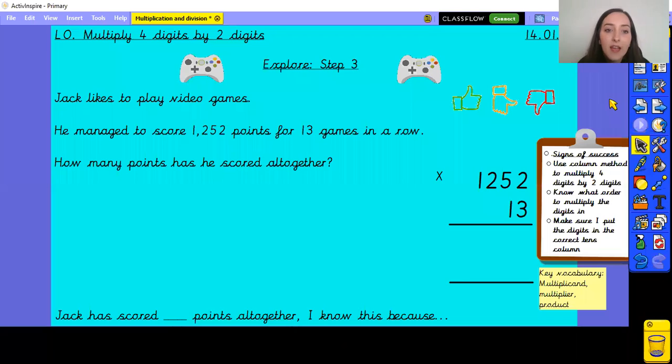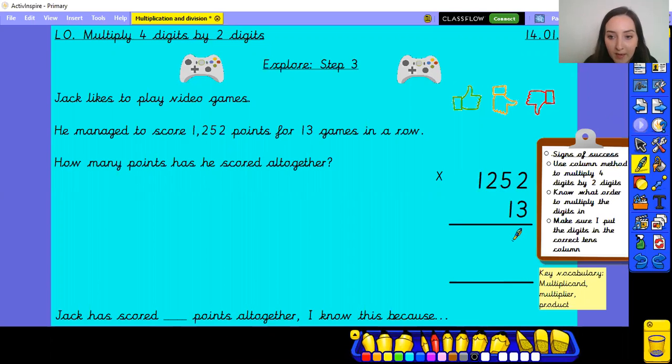Okay, so the multiplication this problem is asking you to do is 1,252 times 13. And remember, the largest number goes on top of the multiplication here. So let's have a look at what our product would be. So 3 times 2 is 6. 3 times 5 is 15. So my 5 goes here and my 1 underneath. 3 times 2 is 6, add the 1 becomes 7. And 3 times 1 is 3.